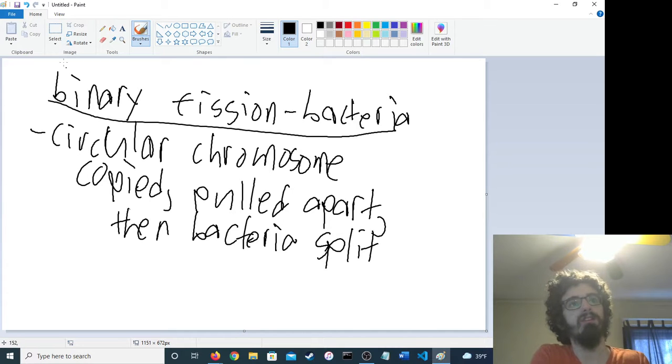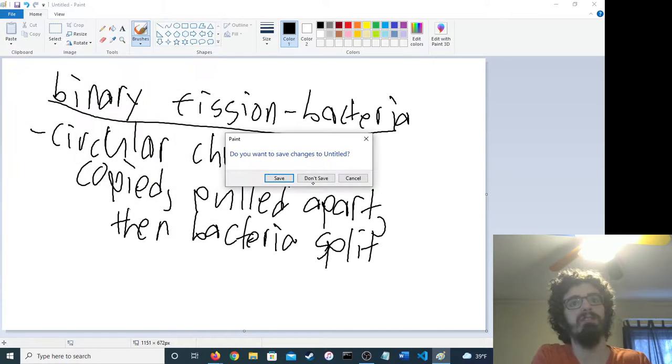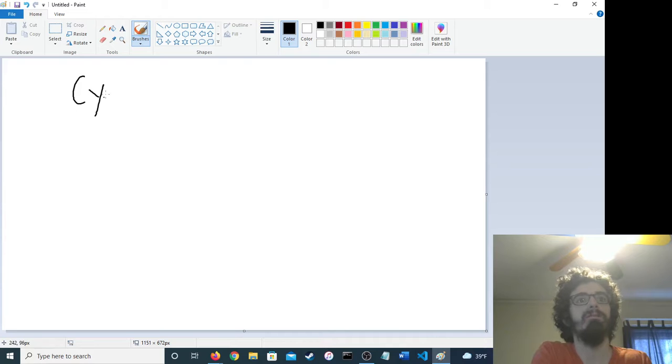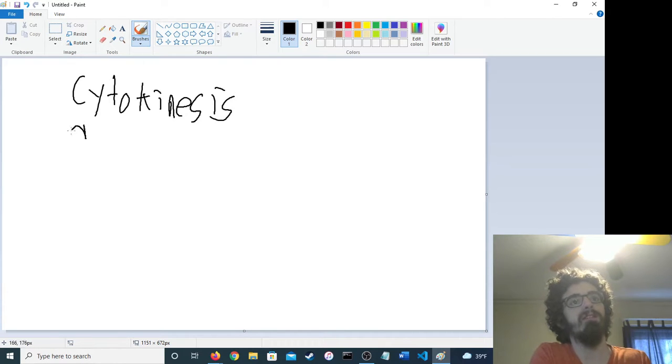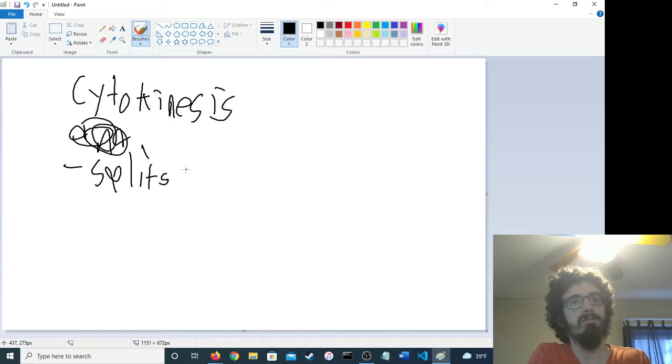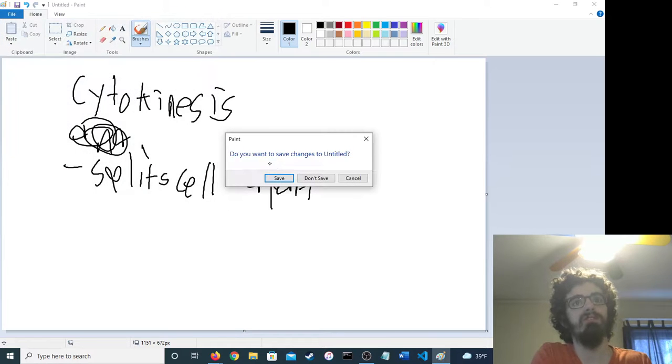Also, something we forgot in mitosis, there's something called cytokinesis. It could happen during anaphase or telophase. Basically it splits the cell apart. That's important. So now finally, we'll cover meiosis.